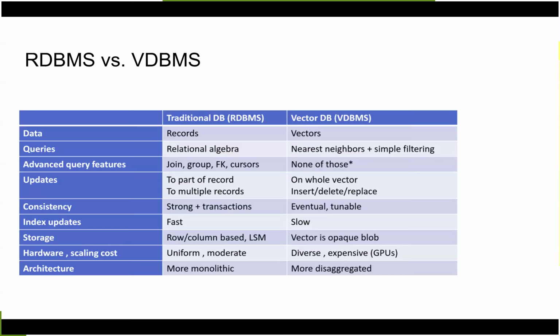In terms of hardware, we want to use heterogeneous hardware in vector database because there are a bunch of tasks that are highly parallelizable, especially during index building. So if you have some GPUs laying around, you can use them and optimize your index building time. And also, in terms of architecture, vector databases are more disaggregated.